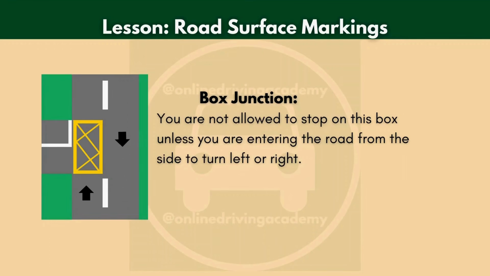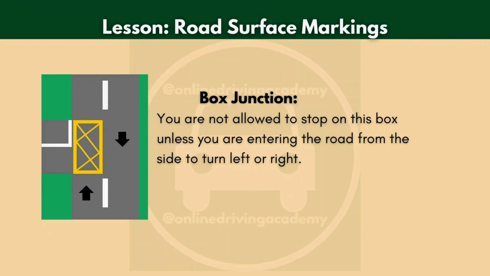Now this is a little confusing as well, because this is known as a box junction. So you are not allowed to stop on this box unless you're entering the road from the side to turn left or right. Now let's look at this carefully. You can see there's a road going forward, as there are two arrows, one indicating the forward direction and the other indicating the opposite direction, right? And now we can see another road that is entering this main road from the left. So if a vehicle approaches from the left-hand side, they are allowed to stop on this yellow box only if they are turning left or right. You are not allowed to go on that box and stop, right? That is reserved for them.